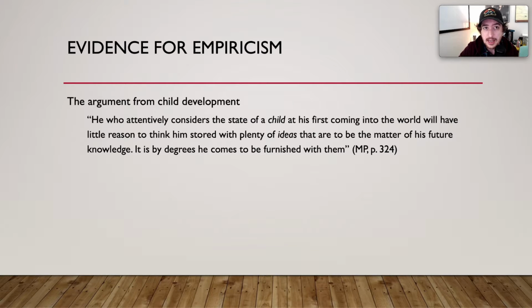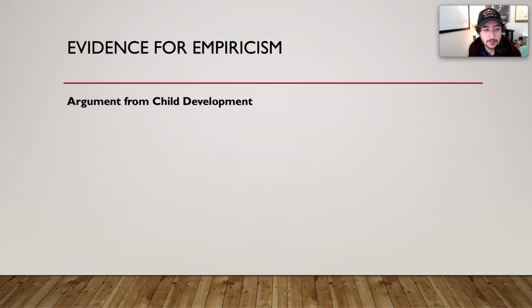Surely a 2-month-old child, we can all recognize, has fewer ideas of the world around them than even a 6-month-old. But a 6-month-old has fewer ideas of the world around them than a 2-year-old. These ideas slowly develop over time. So let's call this the argument from child development.